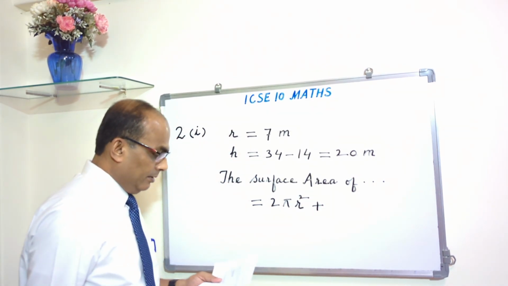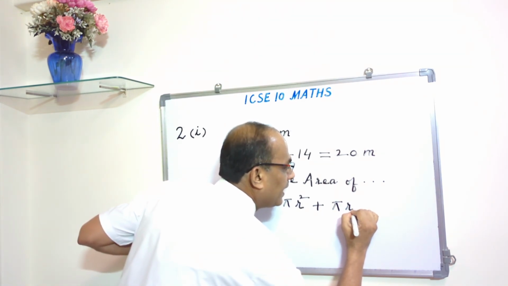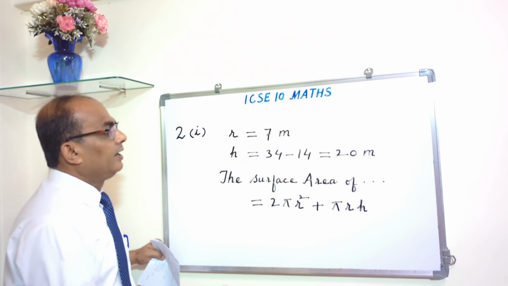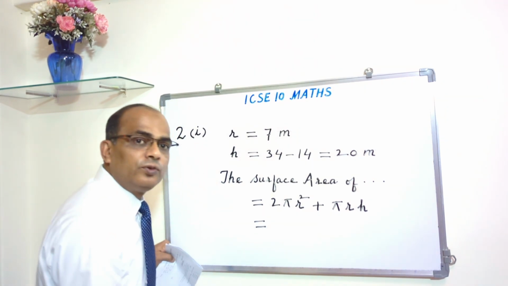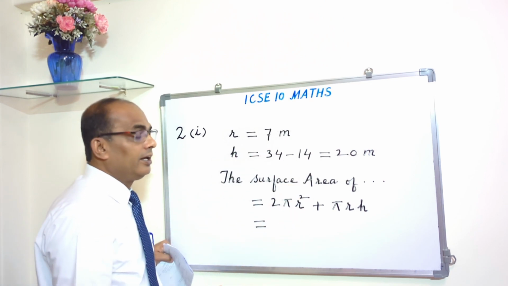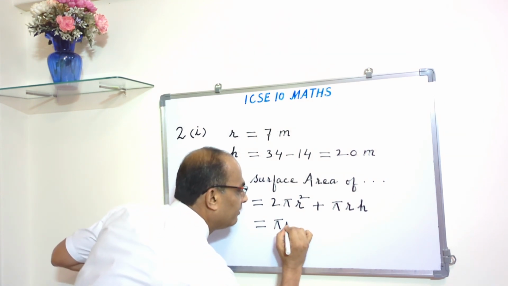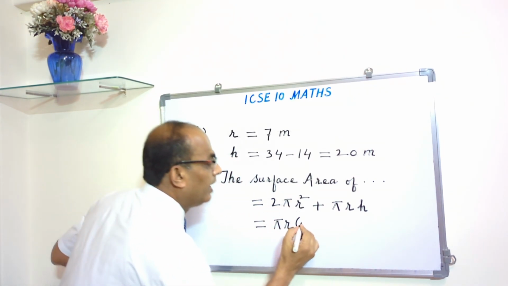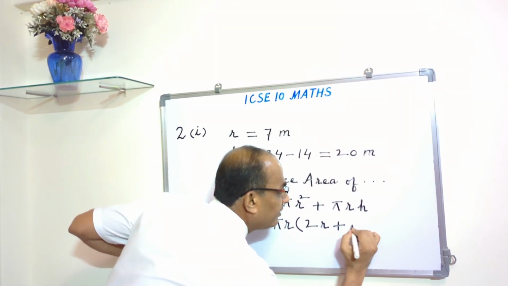Plus pi r h. Is it? Now pi r is here, pi r is here also. We can take pi r common. If you don't want to take common, it's okay. You can substitute here only the value of r and that of h. But I am taking pi r common. Pi r is out, and in bracket we are getting how much? So 2r plus h. Agreed?